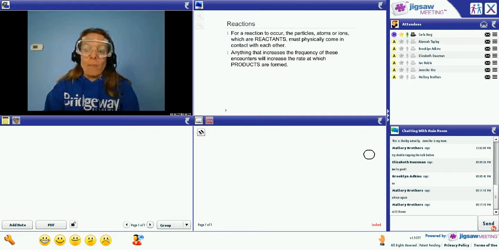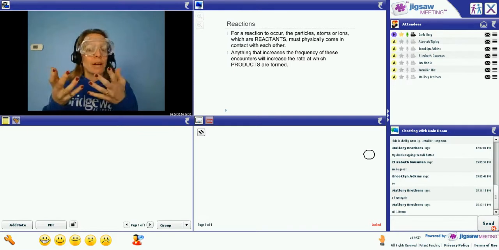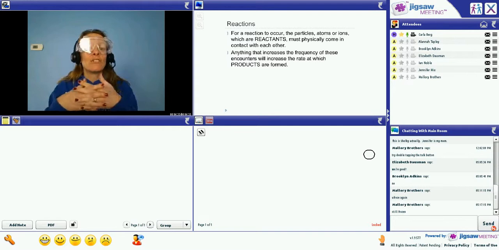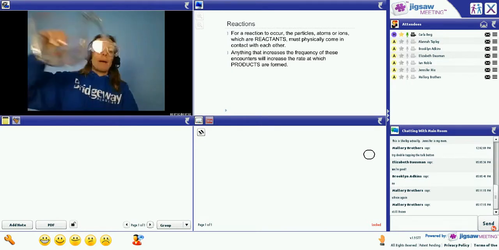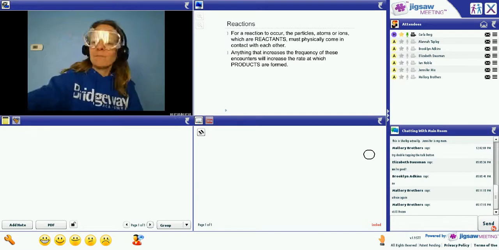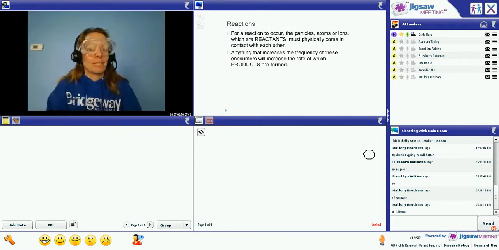What the Alka-Seltzer and the water form when they join is called a product. Anything that increases the frequency of these encounters will increase the rate that the products are formed, or cause the reaction to occur quicker. Today, we are going to be testing to see if temperature has anything to do with how quickly Alka-Seltzer will dissolve in water. To do that, we are going to use some room temperature water, some ice mixed with water, and some warm water.